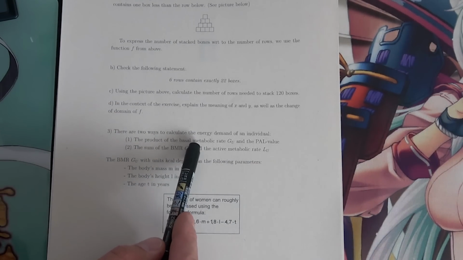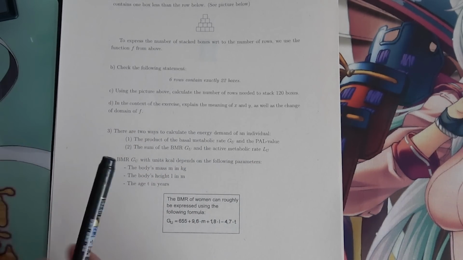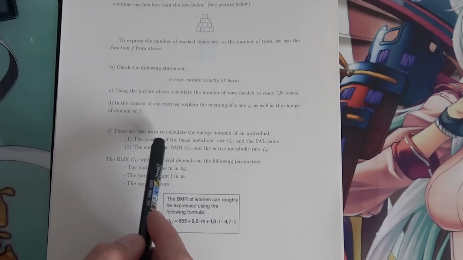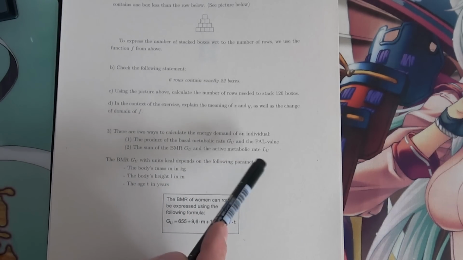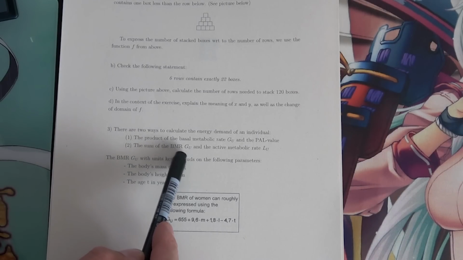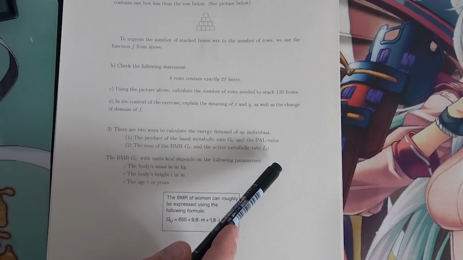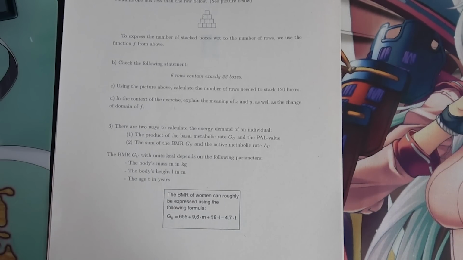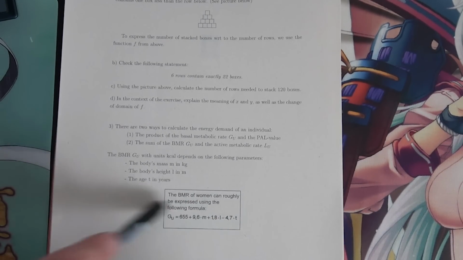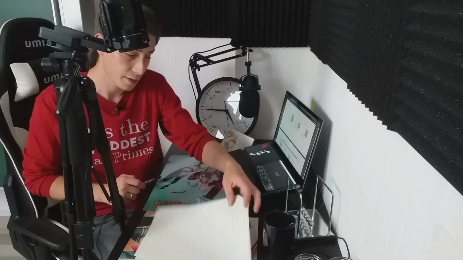There are 2 ways to calculate, this is compulsory topic number 3. There are 2 ways to calculate the energy demand of an individual. We have something with the PAL value, and then the sum of the BMR, the basal metabolic rate, and the active metabolic rate. The BMR can be modeled using this equation.